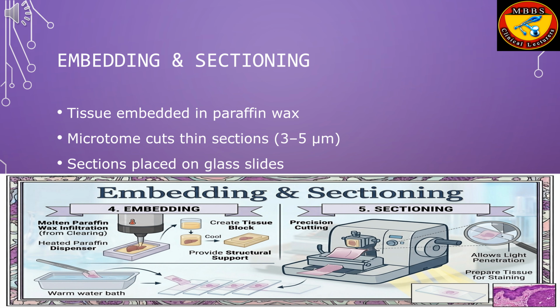Embedding and sectioning. Embedding and sectioning are critical steps in histological preparation. During embedding, the tissue is surrounded by molten paraffin wax. Once cooled, the wax hardens and forms a solid block that supports the tissue. The embedded tissue block is then mounted on a microtome, a precision instrument used to cut extremely thin tissue sections. Typically, sections are cut between 3 to 5 micrometers thick.